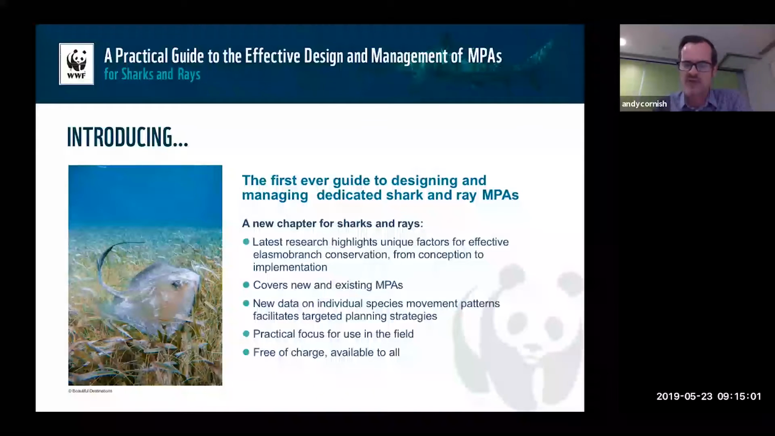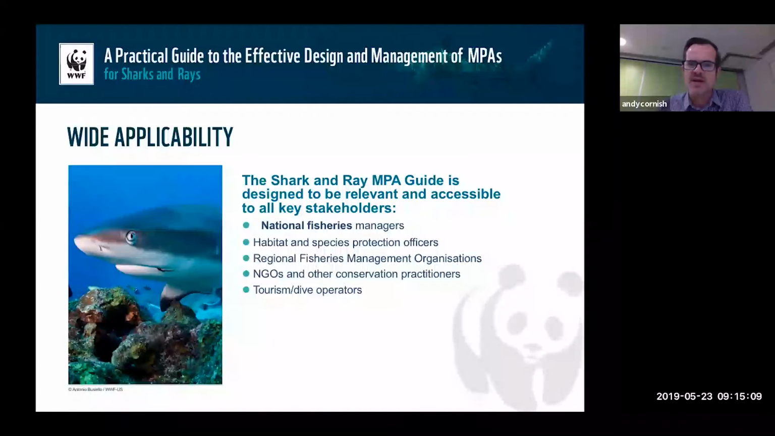And the other important point is that it really covers both existing and new MPAs. I was asked this at the beginning of the call, who are the target audiences for this? So it's the national fisheries and environment managers, RFMOs. I think certainly on the fisheries side, as a fisheries management tool, very underutilized. I'm not aware of any RFMO yet using spatial protection for sharks. And NGOs, but also the tourism and dive operators as well in certain situations.